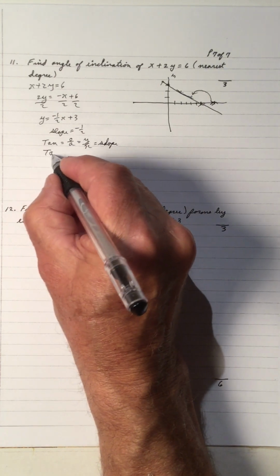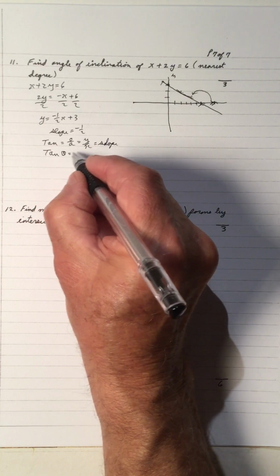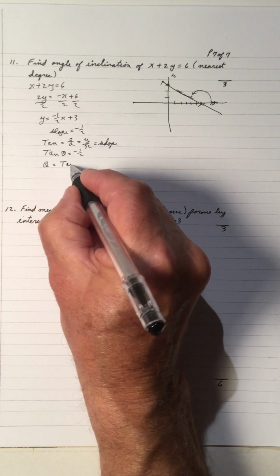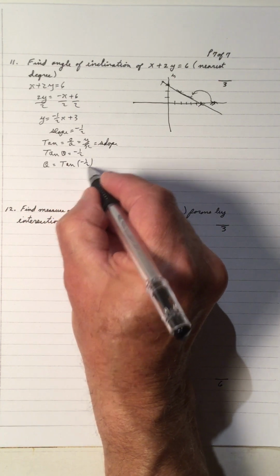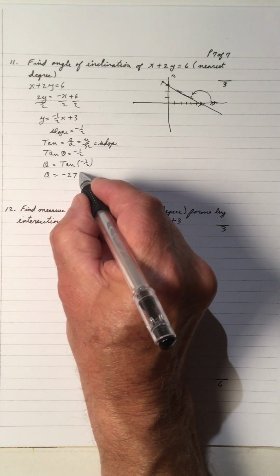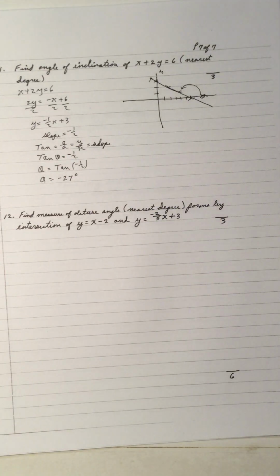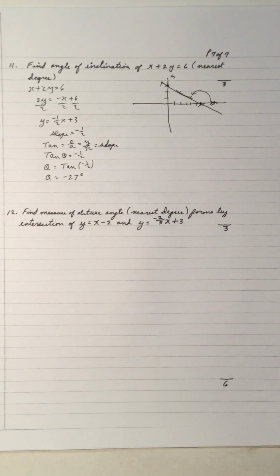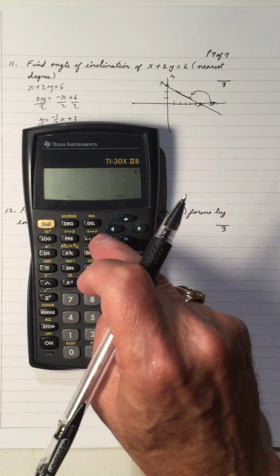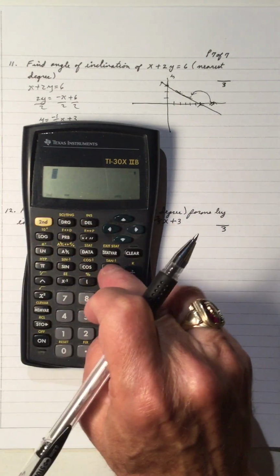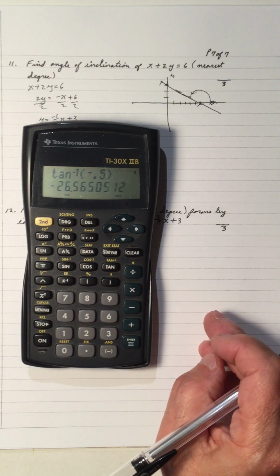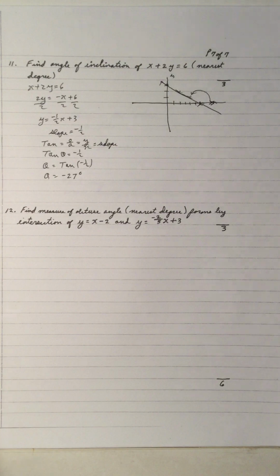So that means the tan of theta, which is the angle of inclination, is negative 1/2. So theta equals inverse tan of negative 1/2. When you use your calculator, this answer comes out being negative 27 degrees. So let's turn on the calculator, clear it. Inverse tan of negative 0.5 is negative 26.56, so it's negative 27.